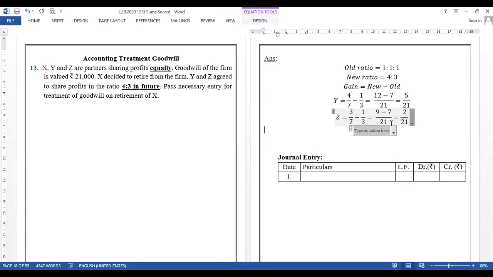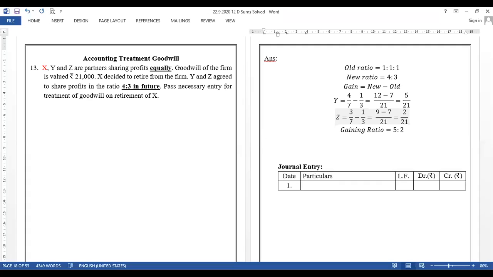Okay, so I need to find the gaining ratio over here. The denominators are same, so ratio is 5:2. Yes, this is the one thing which will be required at any point of time in any of the sums of retirement, right? As we were calculating sacrificing ratio in admission, gaining ratio in retirement. Okay, so gaining ratio is 5:2. Fine.